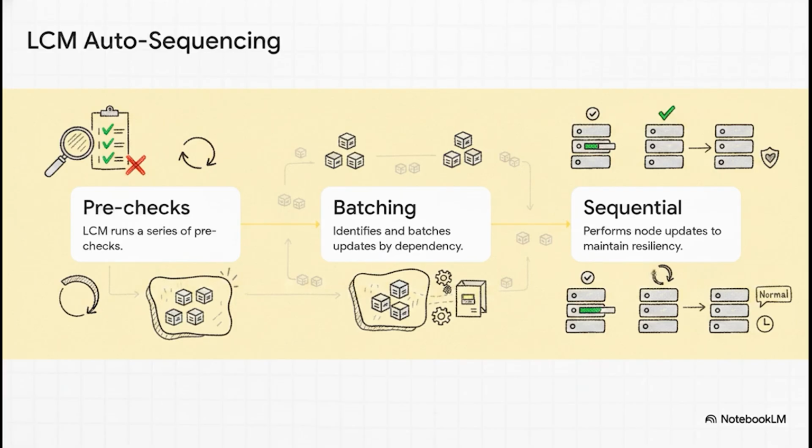LCM is basically doing all the heavy lifting automatically. First off, it runs a series of pre-checks. If even one check fails, it stops you dead in your tracks. Next, it identifies available component updates and intelligently batches them together based on their specific dependencies. Finally, it chooses a node, performs the update, brings the node back up, and, this is a huge point, it waits until the cluster data resiliency is back to a normal state before moving on to the next node. If you don't wait for that normal state, you're risking total data loss during the subsequent node reboots.